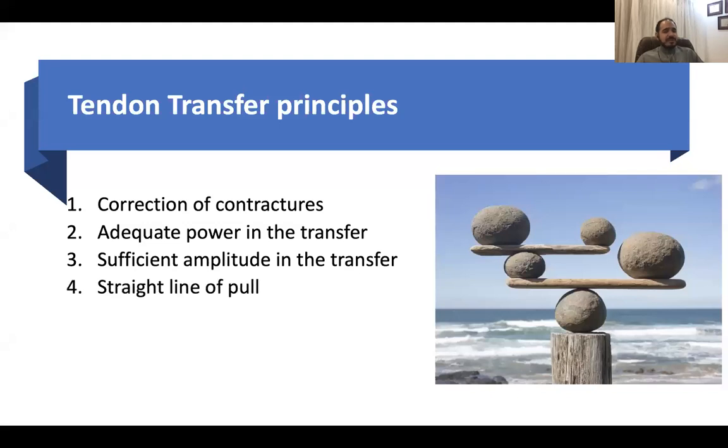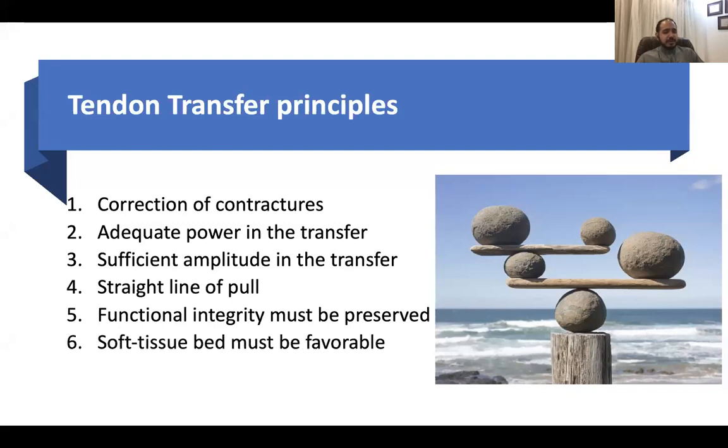So you want to avoid transferring a tendon around a certain bone or joint. It needs to have a straight line of pull for optimal mechanics. Functional integrity must be preserved within the tendon itself, and you should avoid injuring it during the transfer. The soft tissue bed where we plan to transfer the tendon should be favorable, without any open wounds, infections, or scarring. And it's one tendon for one function. We want to avoid transferring one tendon for multiple functions.